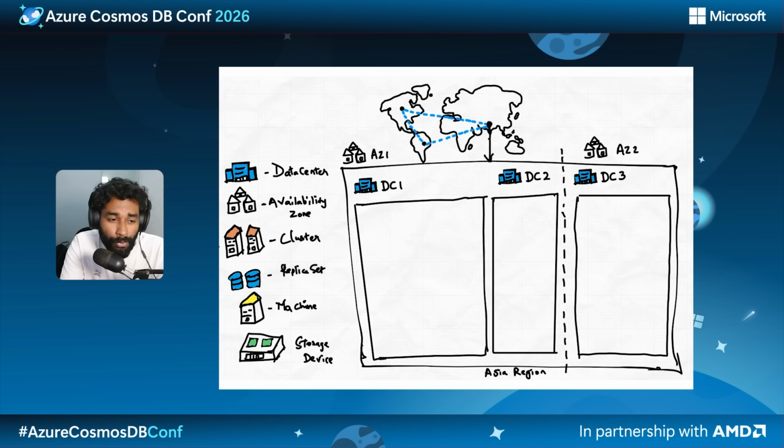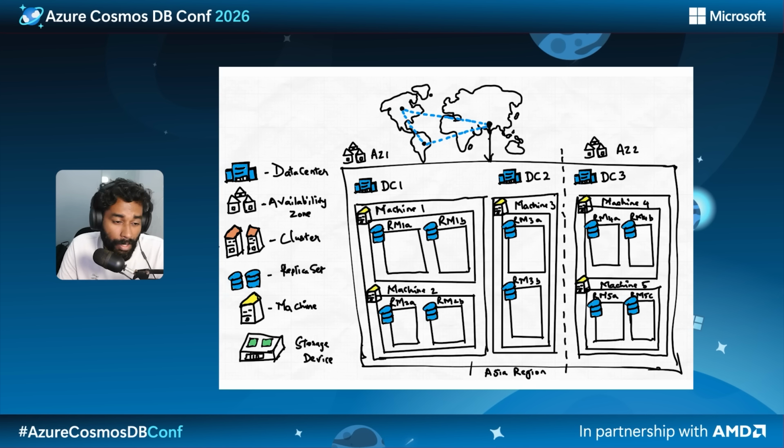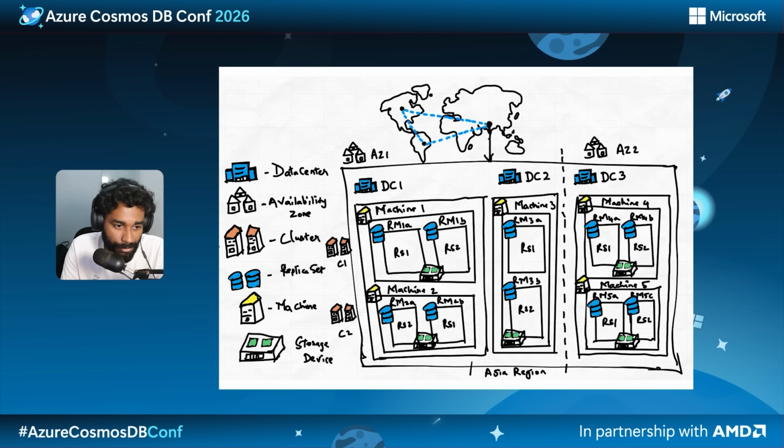And if you zoom in further, each of these data centers can have multiple machines. In reality, it could be hundreds and thousands of machines within a particular data center. And each of those machines will be arranged in a rack and it will be in a different fault domain. And inside those different machines, we will have replicas. For simplicity, I have shown here two replicas, but in reality, it could be hundreds and thousands of replicas. And obviously, all these machines have a storage device and it is clustered together, right?